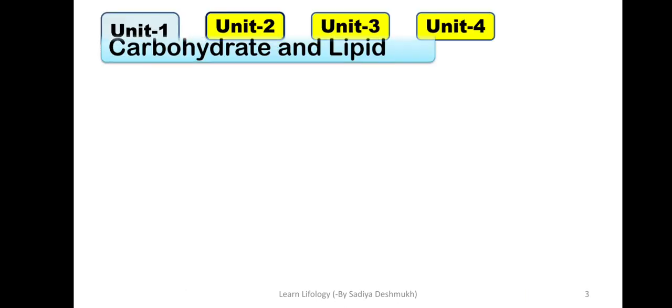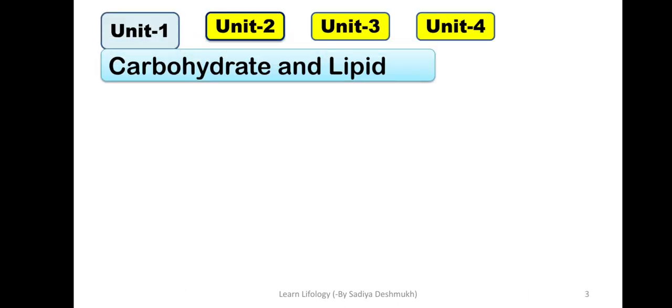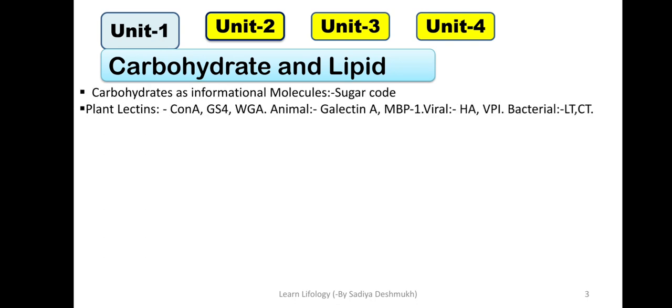Now let's start in detail. So unit number 1, that is carbohydrate and lipid, consists mainly of the carbohydrate part, that is carbohydrate as informational molecules, that is sugar codes, and most importantly the different types of lectins, that is plant lectins, animal lectins, viral and bacterial lectins.